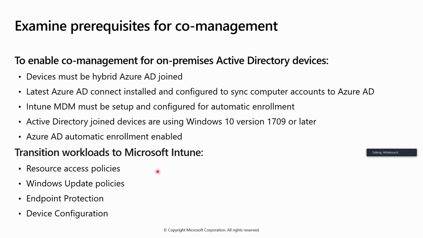Okay, transitioning workload to Microsoft Intune. Once you have joined your on-premises Active Directory device to Azure AD, you can straight away do things like factory reset, selective wipes, delete devices, restart devices, fresh starts. You could choose to transition some of your workloads, such as email profiles, Wi-Fi profiles, VPN profiles, certificate profiles. So there are various resource access profiles. Maybe you want to start managing your updates through Intune, so you could move some of your Windows update policies across.